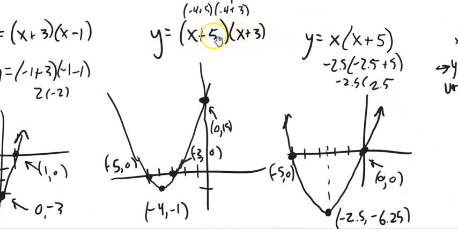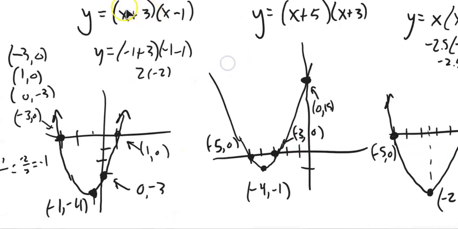These forms, when it's in this factored form, notice I can read my x-intercepts off there real easily. Negative 5, what makes this a 0? What makes this a 0? Right? It happens here too. Negative 3 and positive 1.